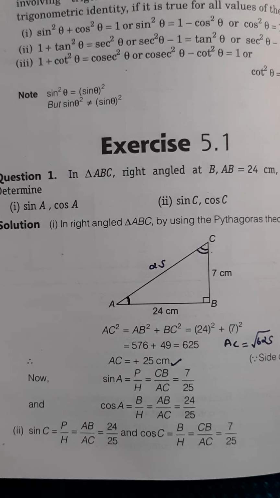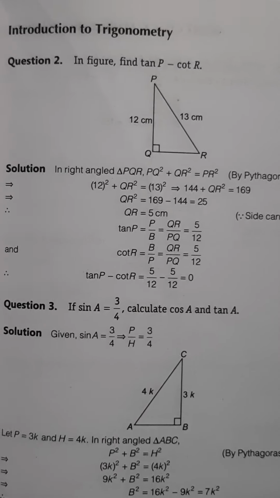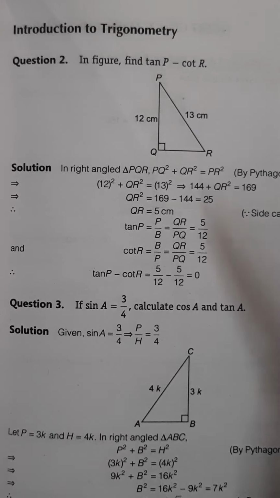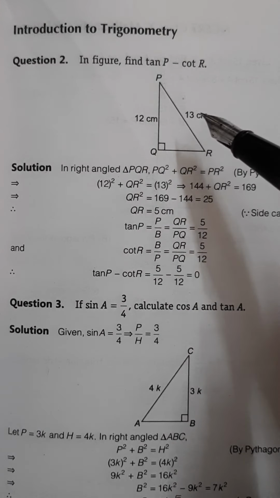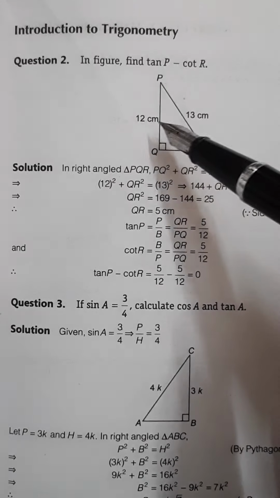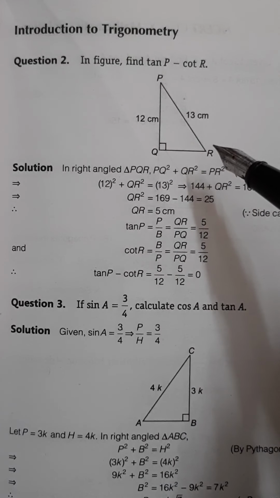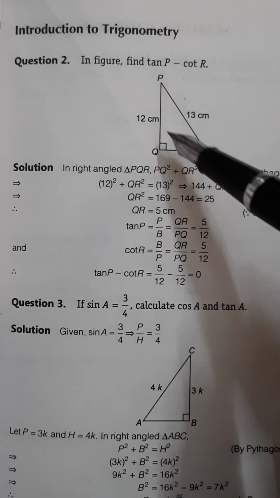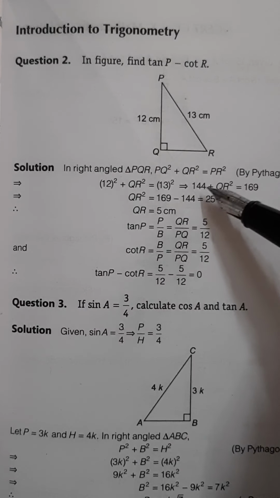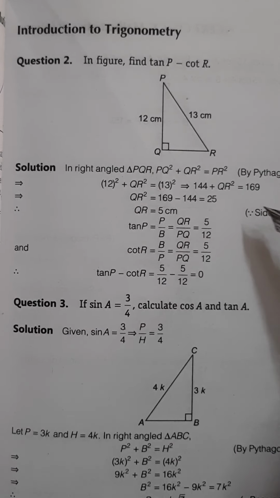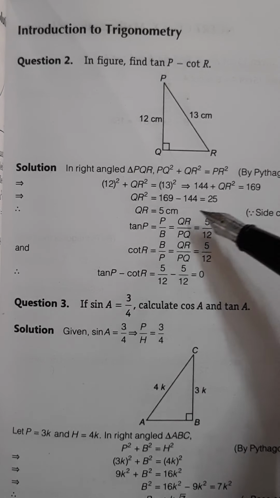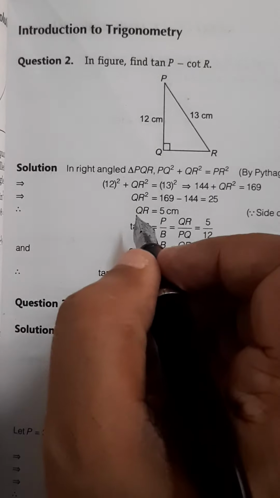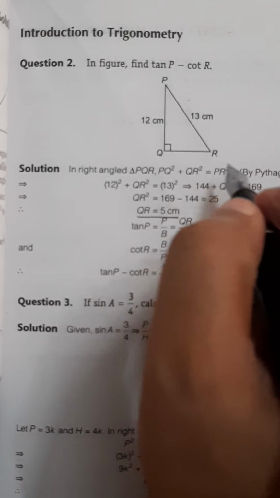Okay. Then same way, question number 2. This is question number 2. The figure is the triangle PQR, and again two sides are given. So by Pythagoras we can find out the third side. 13 square equal to 12 square plus QR square. So 169 equal to 144 plus QR square. 144 will go the other side. So 169 minus 144 equal to QR square. So QR square will come 25. So the value of QR will be root 25. So that will be 5.